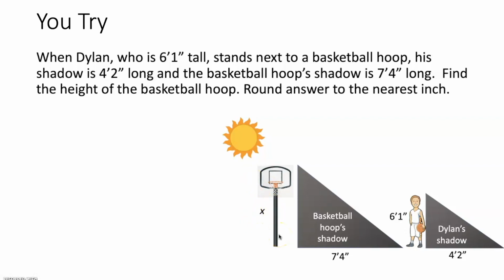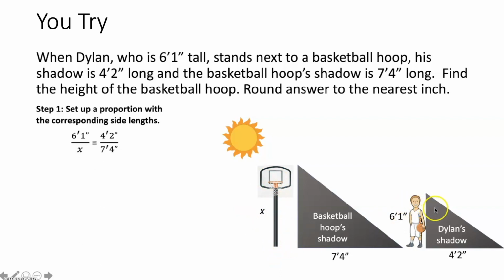Well, this is where that indirect measurement comes in. These shadows created by two perpendicular objects to the ground create two similar triangles. So what we can do then is set up a proportion between these two similar triangles and solve for our missing height over here. So how do I set up this proportion? Well, I can just go Dylan's height over the height of the basketball hoop is equal to Dylan's shadow length over the length of the basketball hoop shadow. Now all I have to do is cross multiply, solve for x.